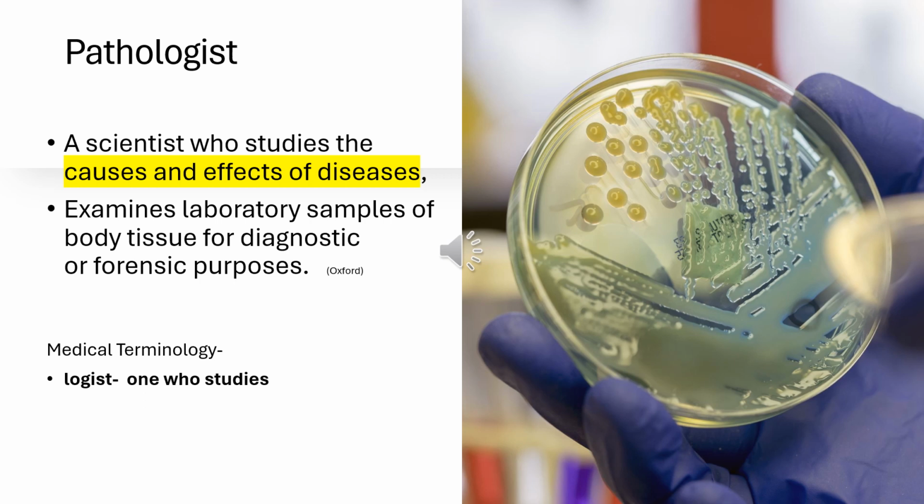A pathologist is a scientist who studies the causes and effects of diseases. They examine laboratory samples of body tissues for diagnostic and forensic purposes. Pathologist includes the suffix or ending logist, which means one who studies. So pathologists study disease.